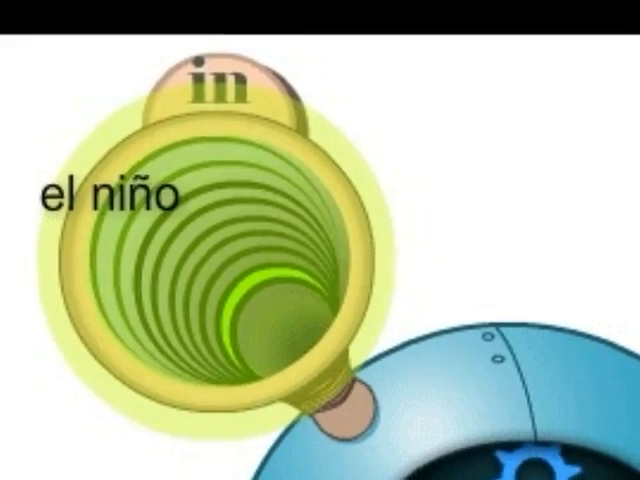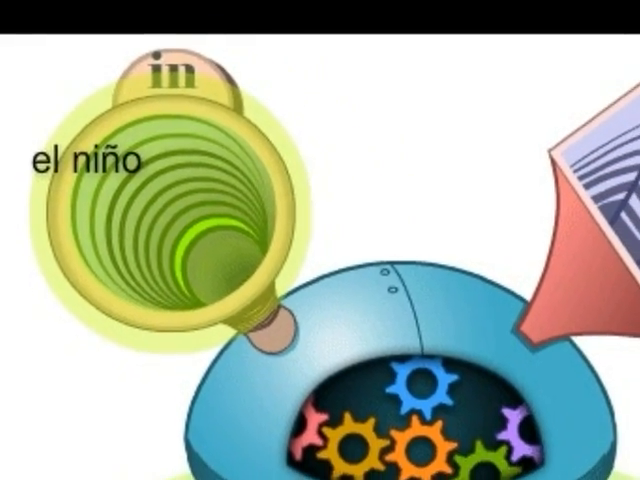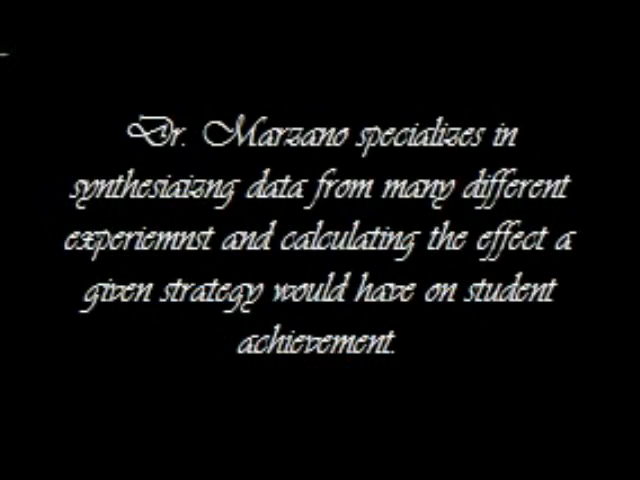This is Bob Marzano. He's one of the premier educational researchers today. He likes to look at what data goes in and what achievement comes out. Dr. Marzano specializes in synthesizing data from many different experiments and calculating the effect a given strategy would have on student achievement.